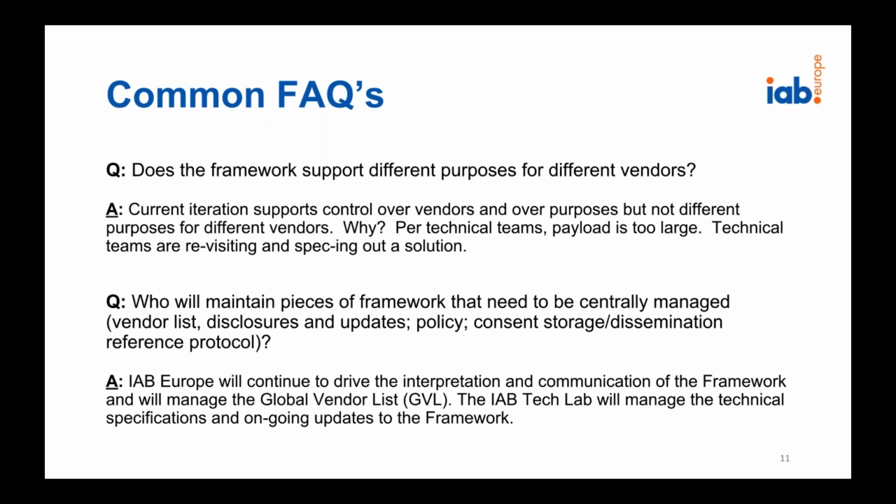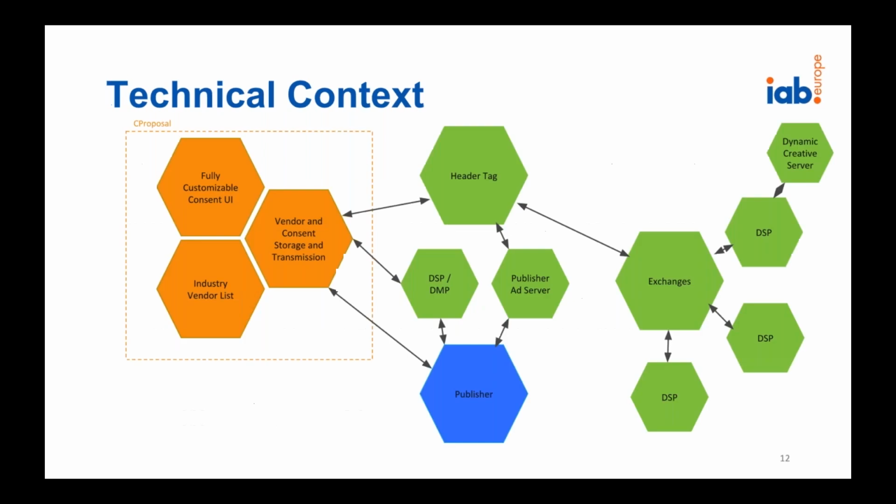Does the framework support different purposes for different vendors? In the current iteration, it does not. Why? Because we struggle with a payload that is too large. But we have received a lot of feedback from publishers, which we take extremely seriously. And we are currently revisiting that question because we do not disagree that it would be good if we could provide better granularity and more control, as long as we can find viable technical solutions to make that happen. We have very smart engineers working on these things, so we are hopeful, if not certain, that we can find a way that addresses that concern.